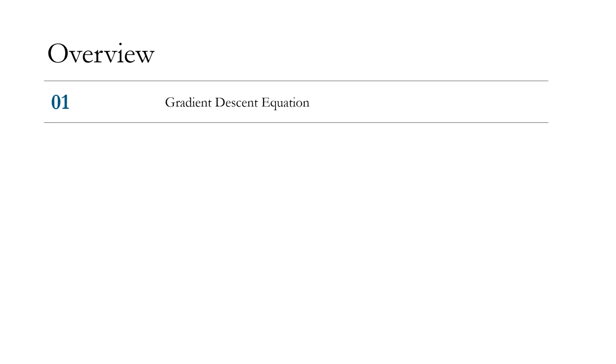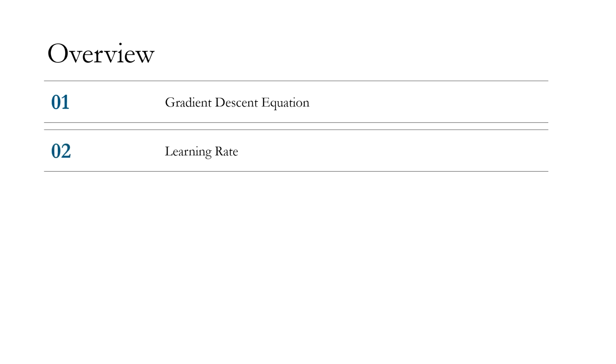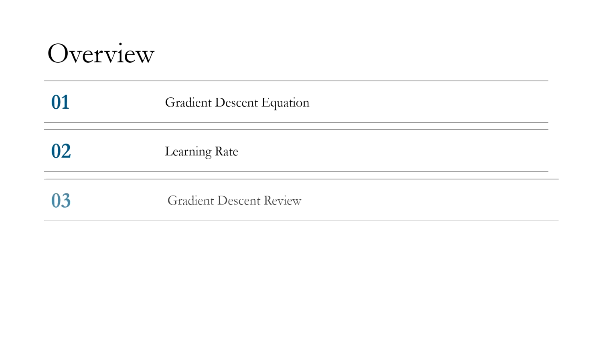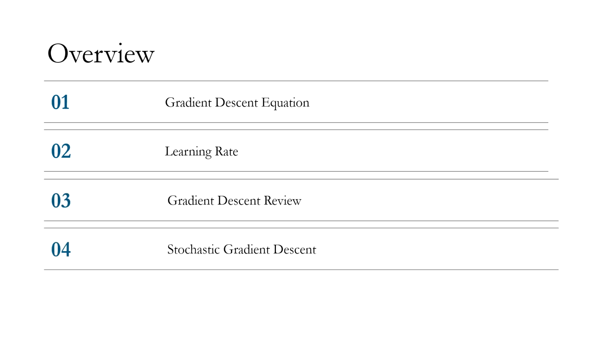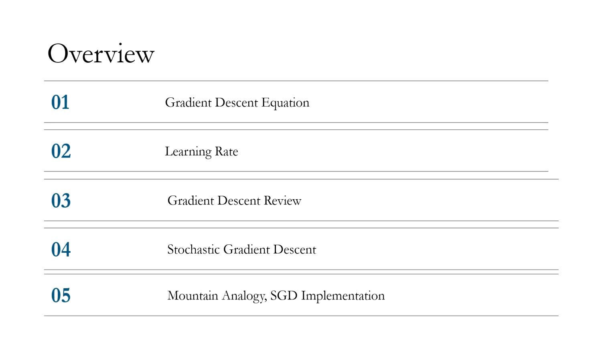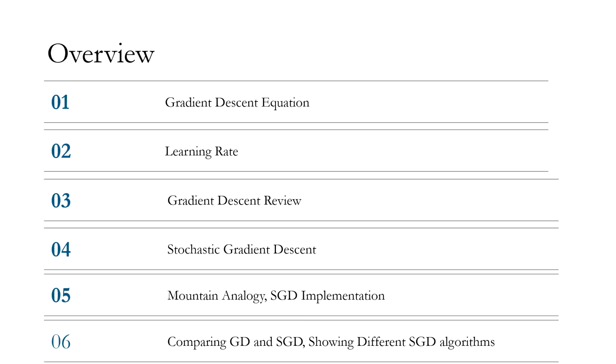So here's an overview of what I'm going to be talking about. First, I'm going to be talking about the gradient descent equation, the learning rate in the equation, a full gradient descent review, stochastic gradient descent, the mountain analogy to stochastic gradient descent, and SGD implementation, and then comparing gradient descent and SGD, and then showing different SGD algorithms.